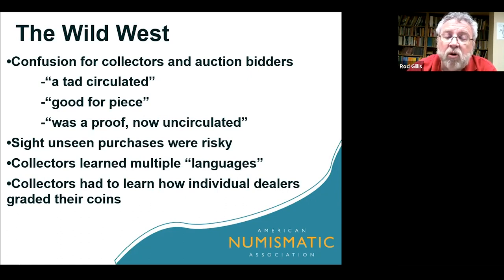So the idea that a coin was a proof, but now is uncirculated, can't be, because what they're saying there is that a proof coin cannot be anything other than uncirculated. And that's just not true. As I've mentioned to you, a proof coin can be circulated and show signs of wear, and it still is a proof coin, all right? That's a really important concept. And if you understand that and keep that bit of knowledge, I'm going to let you in on a little secret. You're going to know more than some dealers know about that.